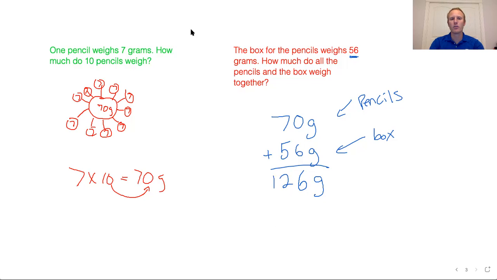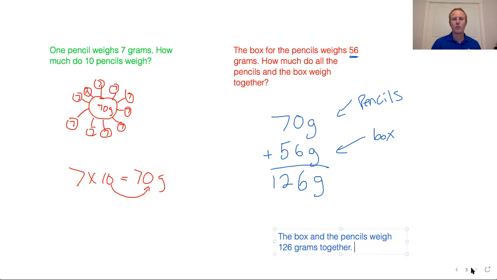So our sentence would be, the box and the pencils weigh 126 grams together. All right, and that covers 3 similar problems to those that you had on the problem set today. Again, this is a little bit of a review.